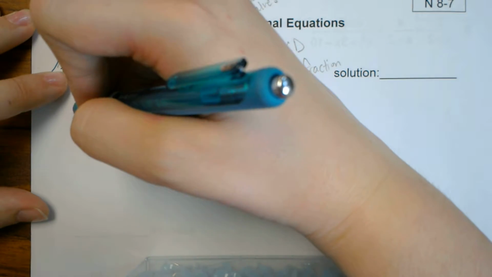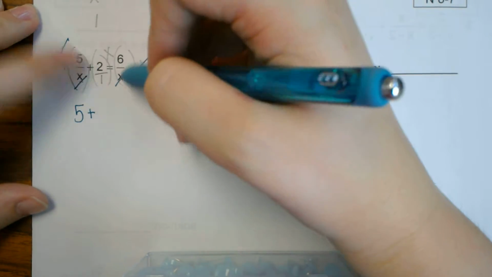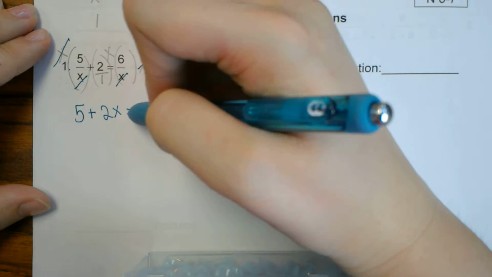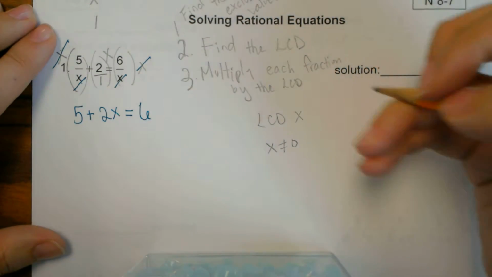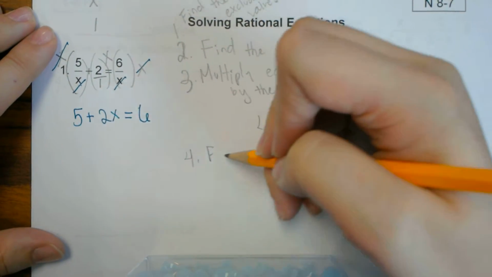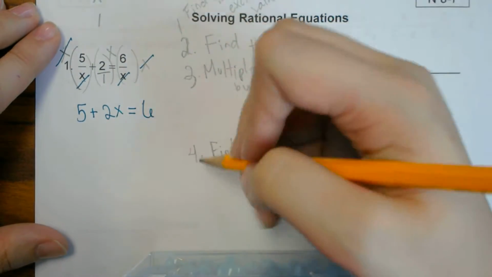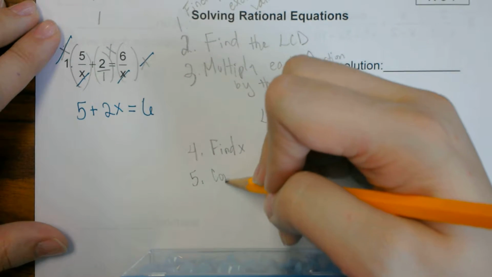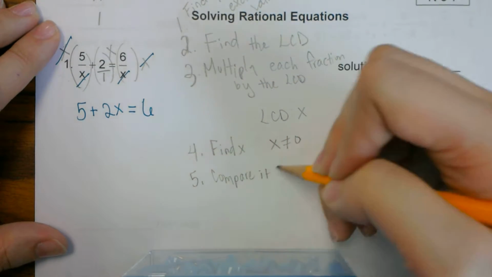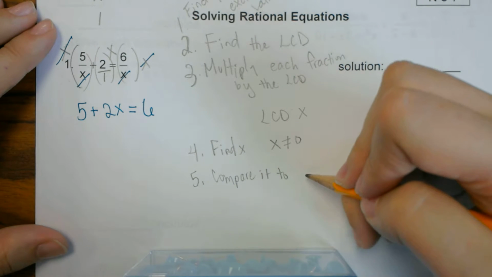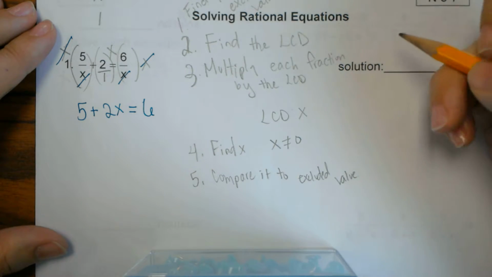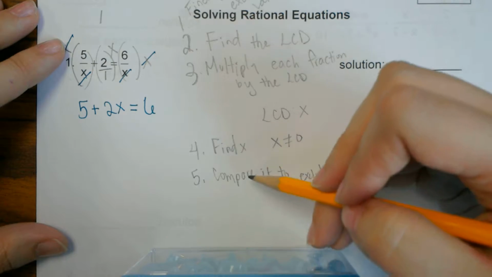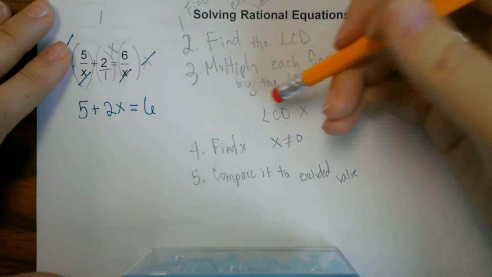So I'm going to rewrite it. 5 plus, and I have 2x equals 6. And now I have a normal equation I can solve. And then I'm going to find x and then compare it to the excluded value. I'm going to rewrite this.